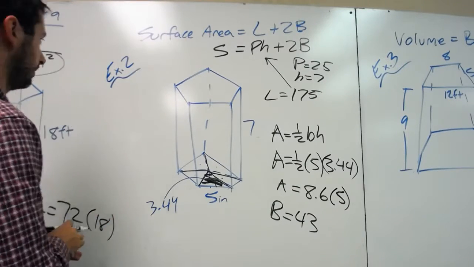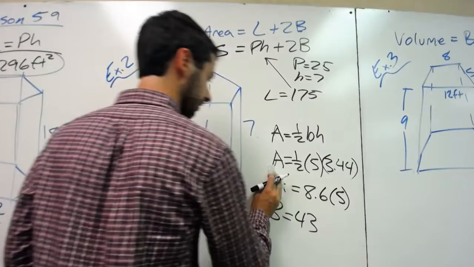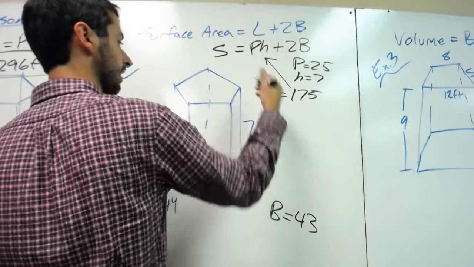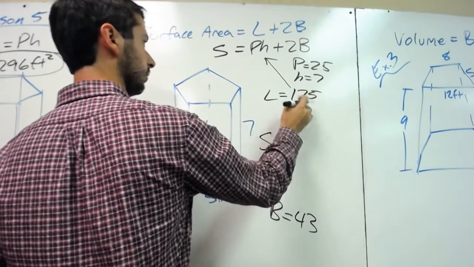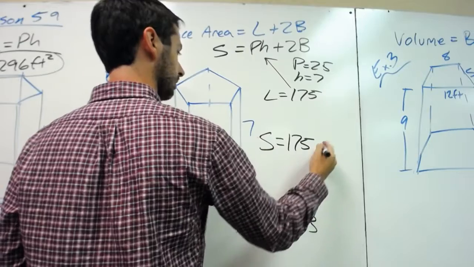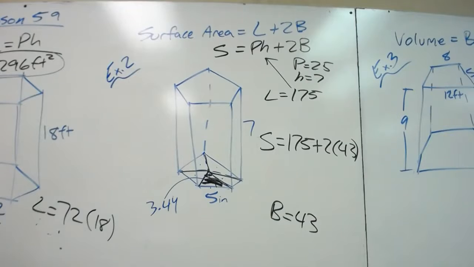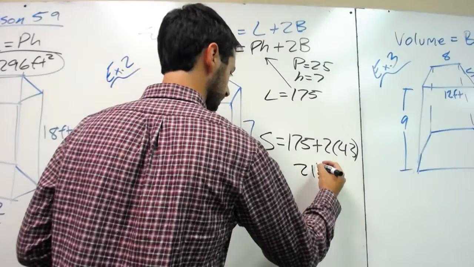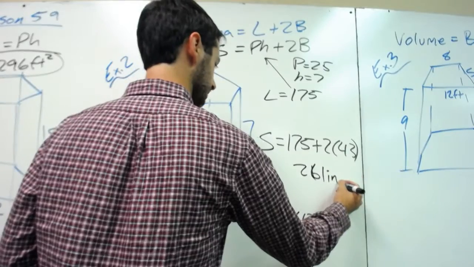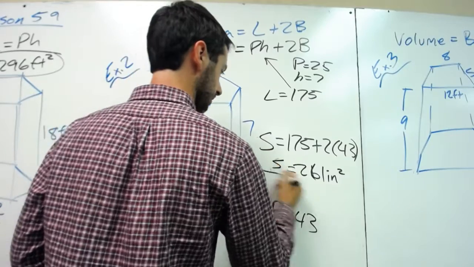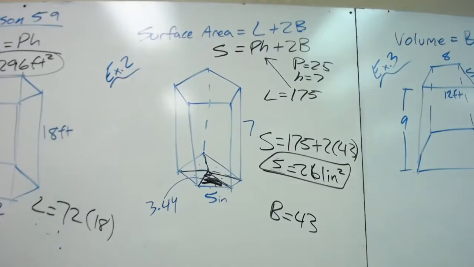So now, let me get rid of this stuff here. I'm going to write it out so you can see it. Now we have surface area equals 175 plus 2 times 43. We do multiplication first. So 86 plus 175 is 261, and it's inches, and we're talking about area, surface area. So it's inches squared, 261 inches squared.